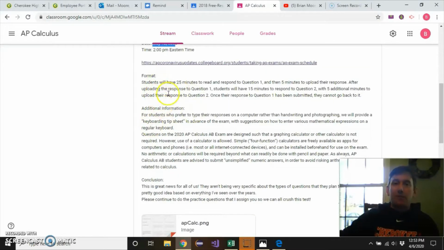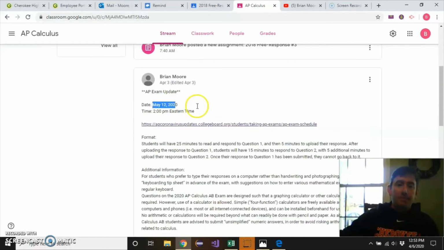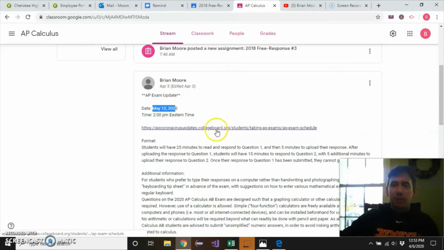There's some information about the format. It's basically going to be two questions, a 25-minute question and a 15-minute question. And there's a link here to just a little bit more information. So make sure you check all that out so you know what to expect from the AP test. And if you have any questions at all about it, you just let me know, okay?